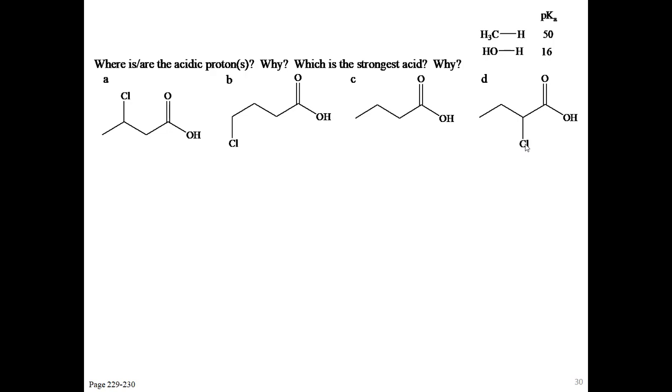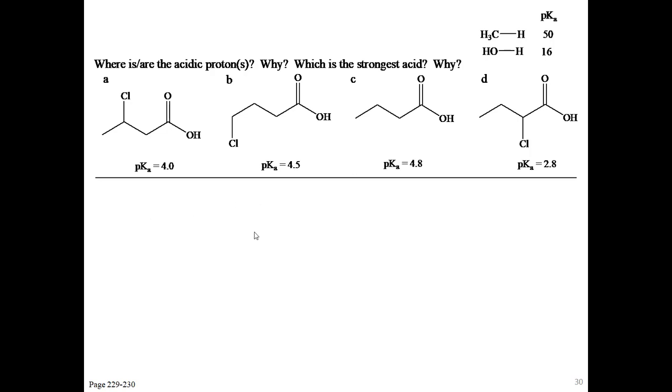So which chlorine is going to help the most, or is there a difference? Well, whatever chlorine is the closest is going to have the strongest effect. So I'm thinking this should have the lowest pKa. This should have the second lowest pKa. This should have the third lowest pKa. And this doesn't have a chlorine, so it should have the highest pKa. So let's see what the answer tells us. So 2.8, that is the lowest, 4.0 second, 4.5 third, and 4.8 the highest one. So this is pretty close to the typical pKa of an alkanoic acid. This one's getting pretty far away.